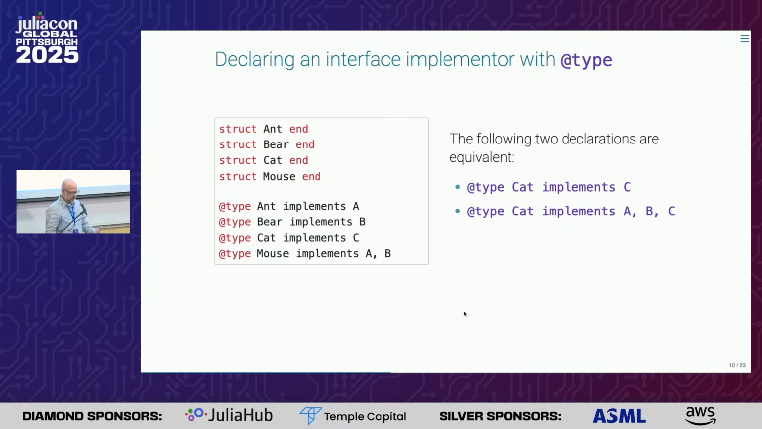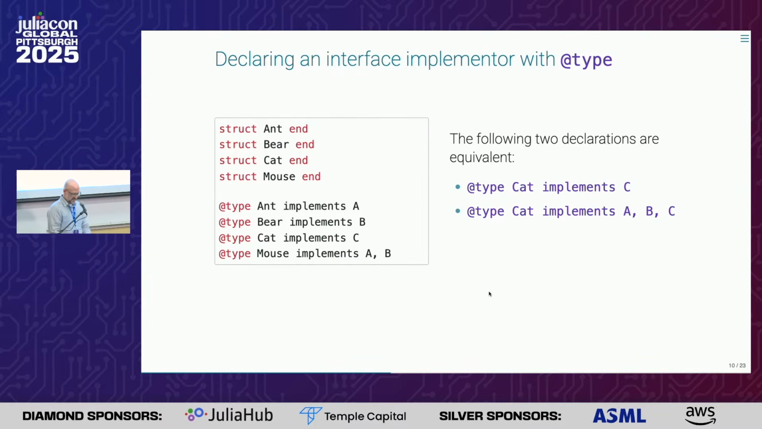Okay, so now we need a way to declare which types implement which interfaces, and that's what the type macro does. So in this example, I've got 4 different types actually. Ant, bear, cat, and mouse. Ant implements A, bear implements B, cat implements C. And we see here that mouse implements both A and B. So you can provide a list of interfaces that are implemented by this type.